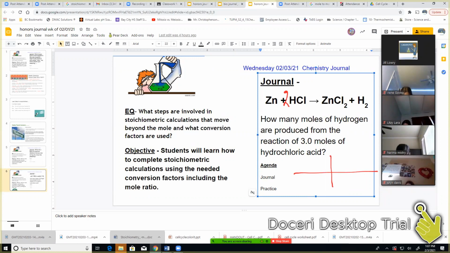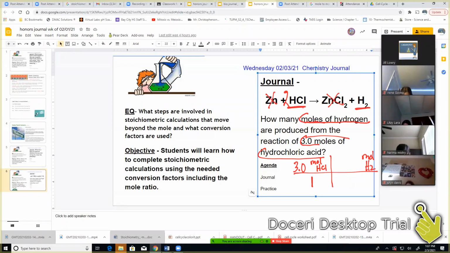All right, how many moles of hydrogen, so that's my unknown, are produced from the reaction of 3 moles of hydrochloric acid? So that's my given. We have 4 things in this equation, but we're only using 2. So if it helps, scratch out what you're not using. My given is my 3 moles of hydrochloric acid. And remember, we don't put anything here, or you can think of it as a 1. And I'm trying to convert to moles of hydrogen.